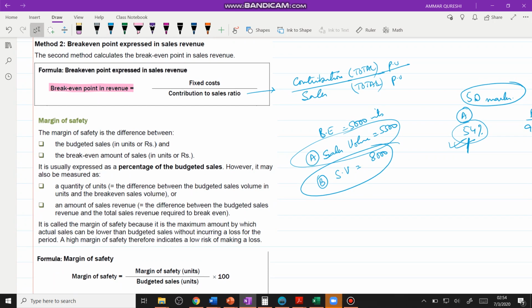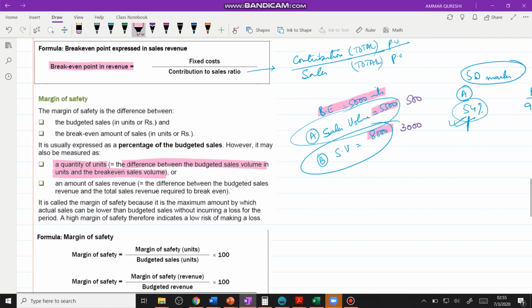The first one is the margin of safety in terms of units. I'm just highlighting this. Margin of safety in terms of units is the difference between budgeted sales volume and the break-even sales volume, which I just calculated. These are the break-even sales volume and these are the budgeted sales volume. So in the first situation, margin of safety is 500 units. In the second situation, margin of safety is 3,000 units, right?